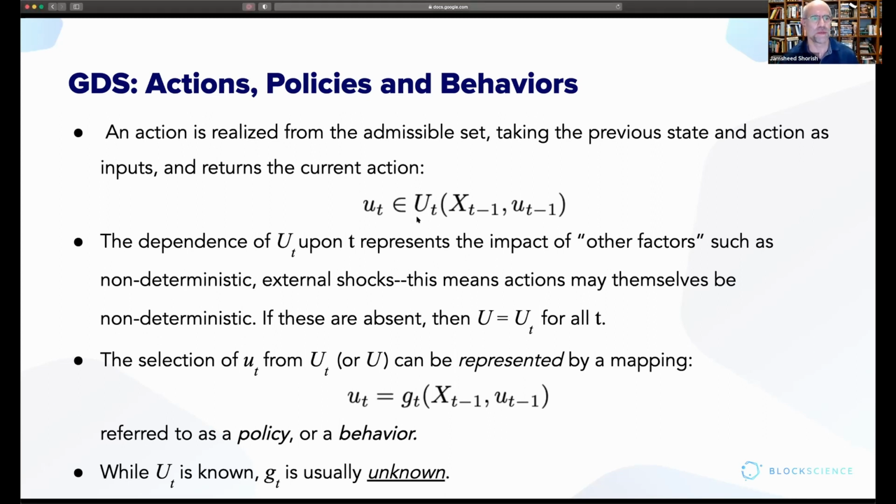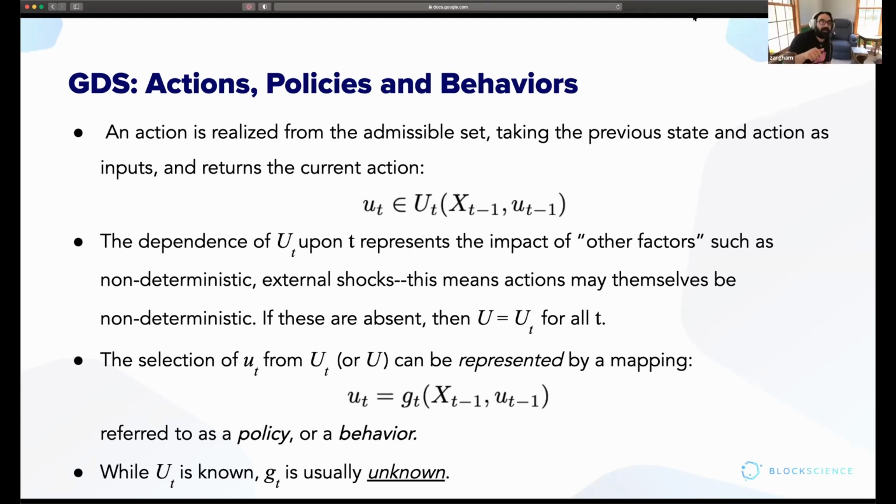So I won't go through the full details on this slide, just to say that there is a distinction between the set U of T of the admissible actions, and then there's a selection from that, which can be represented perhaps by a mapping G of T, which is often called in control theory a policy, which is also derived from economic systems as a behavior, where you don't necessarily know what that is, or you can't really infer that or impose that upon individuals.